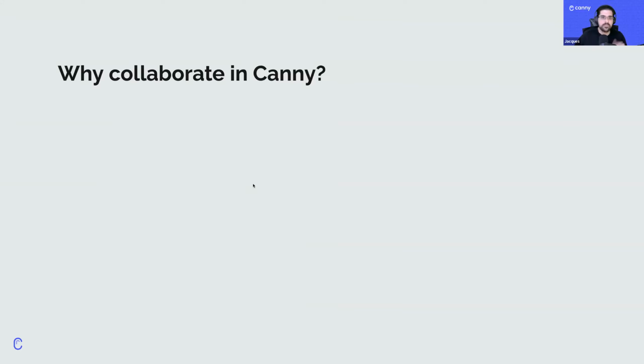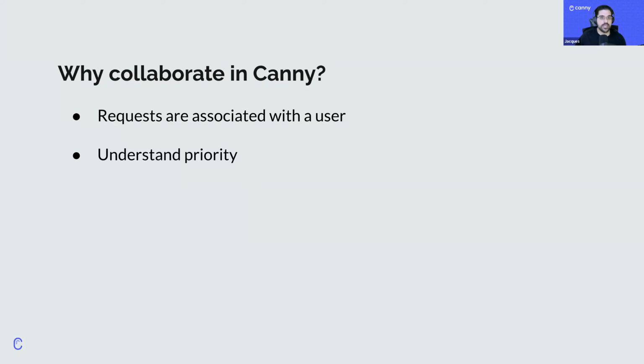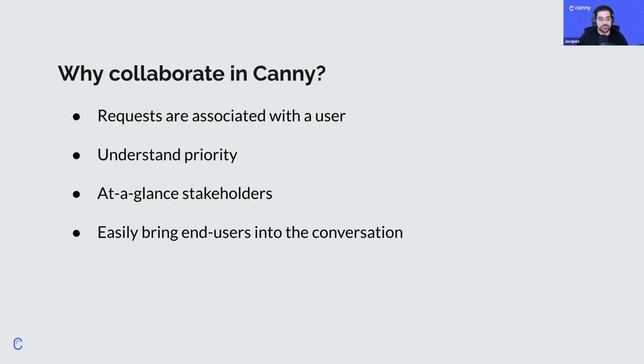All right, so let's dive right in. Why collaborate with Canny? Well, first off, requests are associated with an individual user. Who is this? Where do they work? Why do they want this? You have that context around this user and their needs. You can understand the level of priority. How important is this? Is this something that they're willing to pay extra for? So you have a sense of how your users are approaching this particular request or idea. You also get to see the stakeholders at a glance. So not just the clients and the people who voted on it, but also my teammates. Who on my team is responsible for driving this forward? Who owns this? And then you can easily bring end users into the conversation.